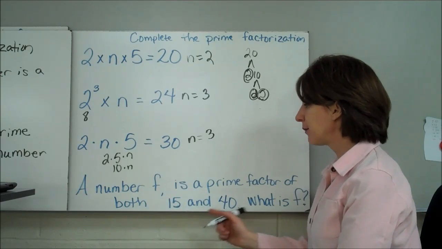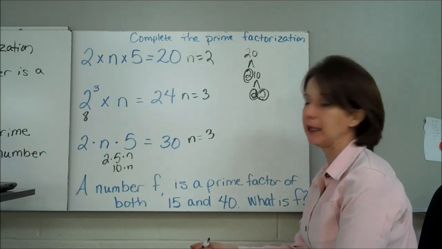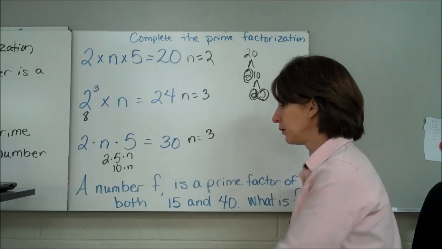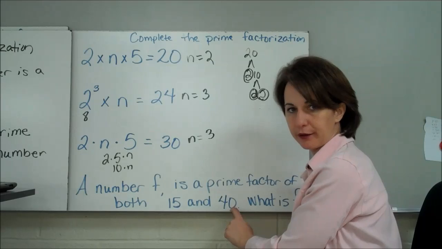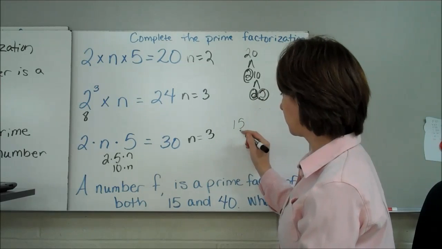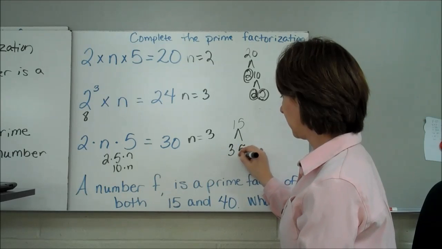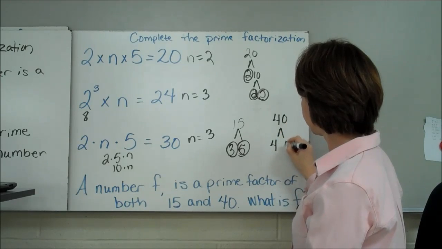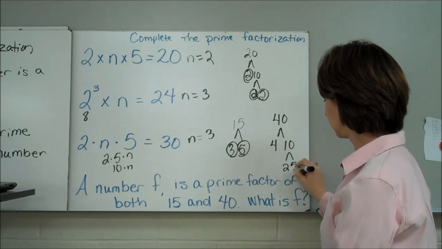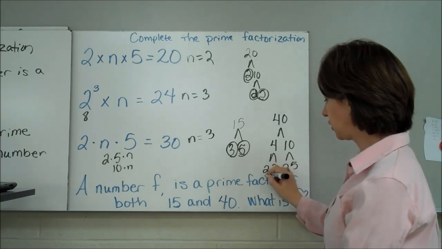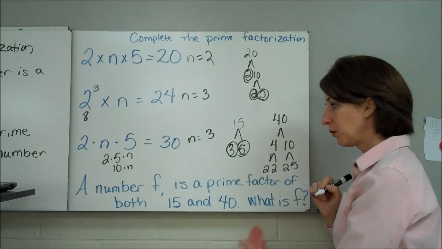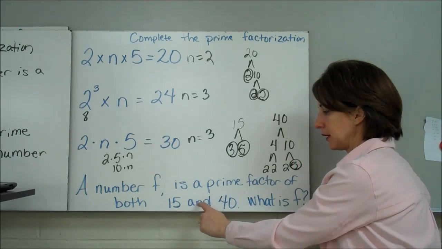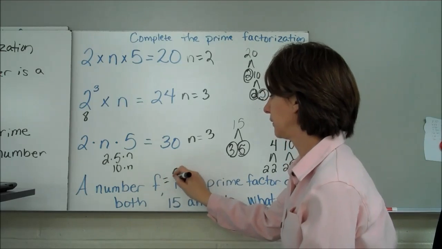Let's look at this one. A number f is a prime factor of both 15 and 40. What is f? So what prime number would I use in both 15 and 40? Well, the prime factorization of 15 would be 3 and 5. And the prime factorization of 40 would be 2 and 2 and 2 and 5, which means the only number that is prime and common is 5. So f equals 5.